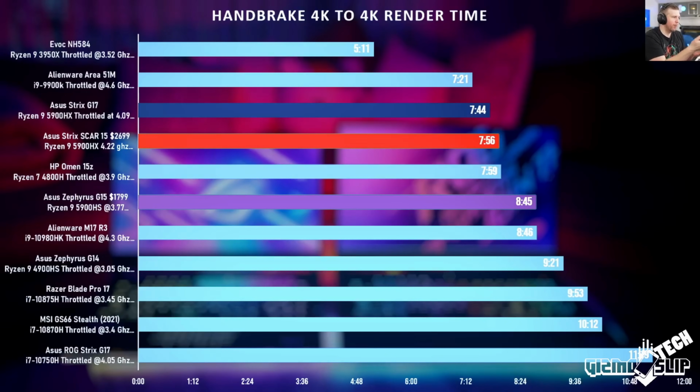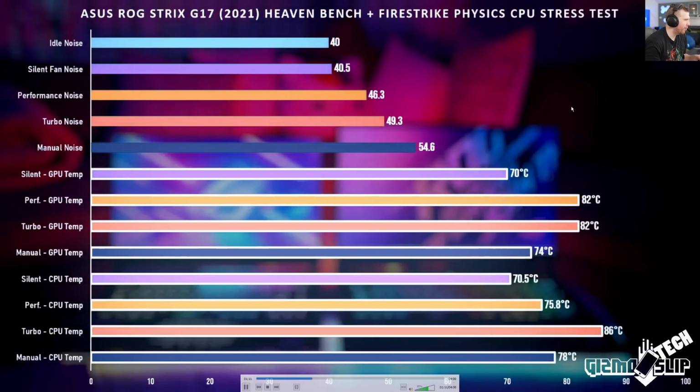You're talking roughly a minute behind the Strix G17 for this render time. For our Heaven Bench stress test for the Strix G17, this is the best thermals of the three laptops. You can see that on maximum fans, we got 54.6 decibels of noise. Now, keep in mind that my ambient room noise out of the box is 40.5, or right around 40, okay?